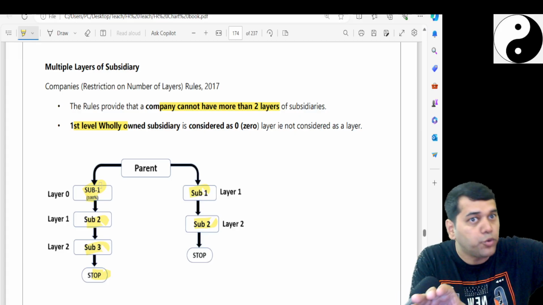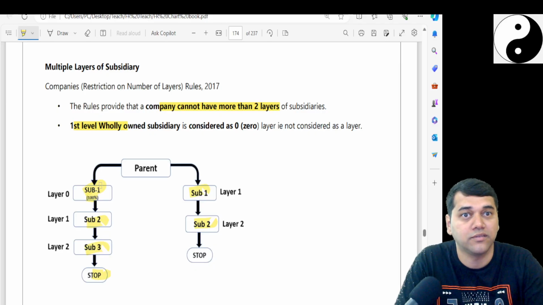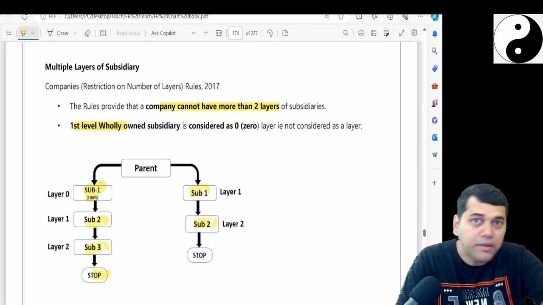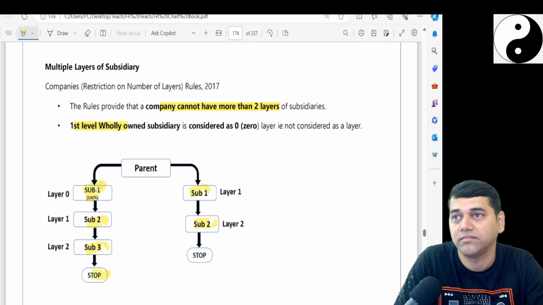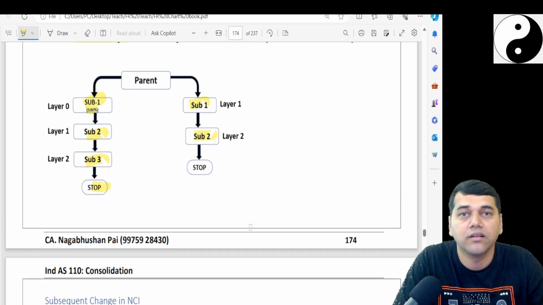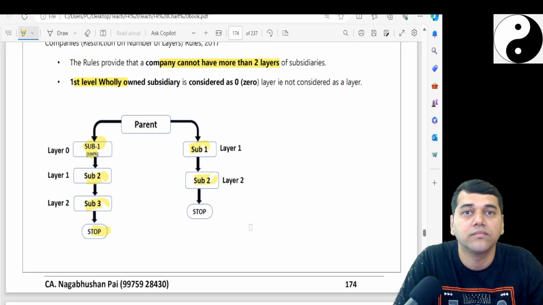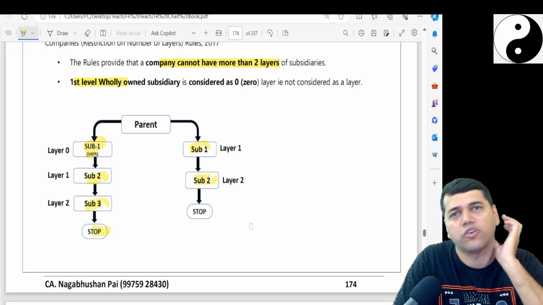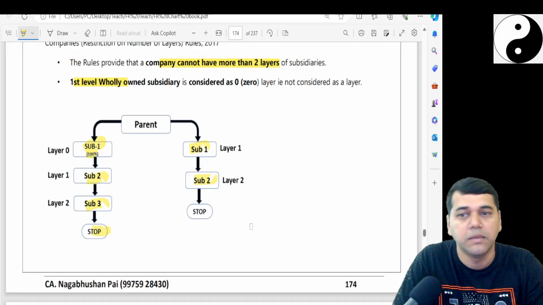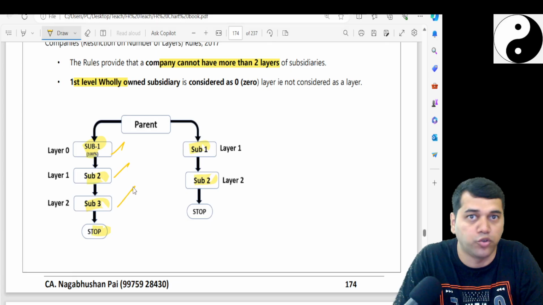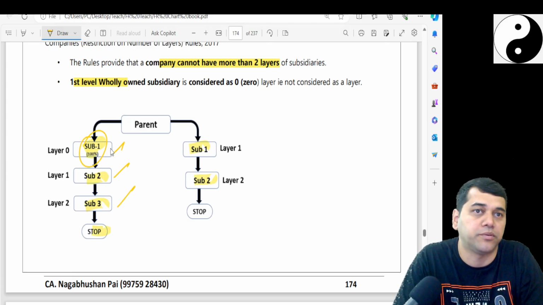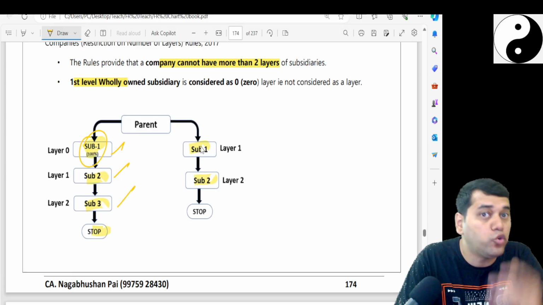But horizontally, you can have 200, 300 subsidiaries. But one below the other, you cannot have more than 2 subsidiaries in India. That depends. It need not be. It can be anything. But if you want to have 3 subsidiaries below you, the first subsidiary should be 100%. Otherwise, you can have only 2 subsidiaries below you.